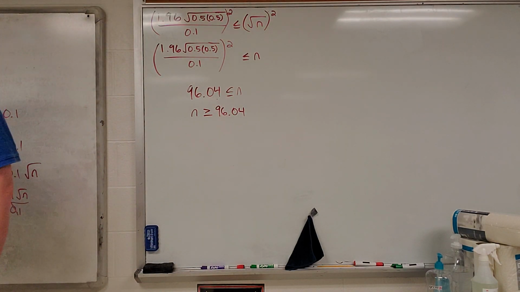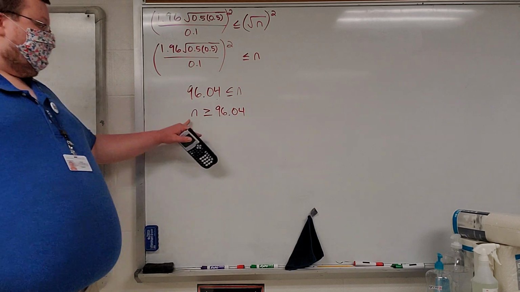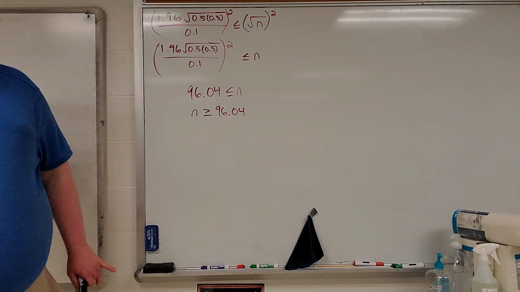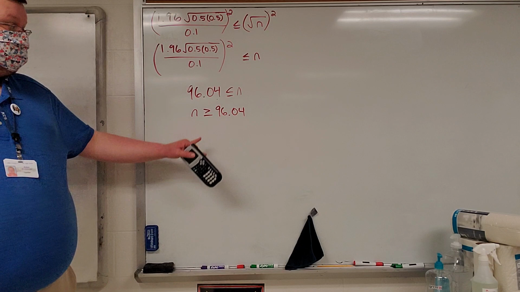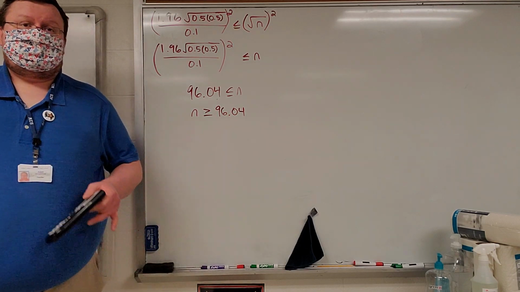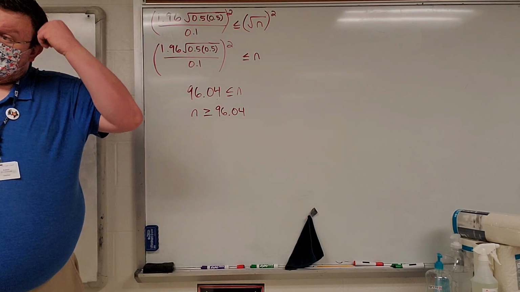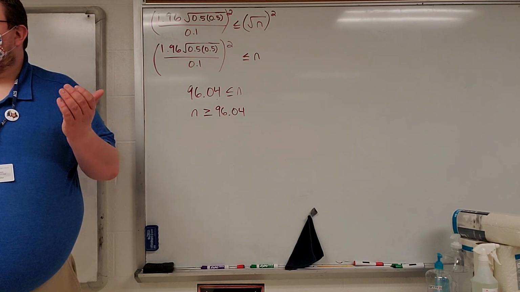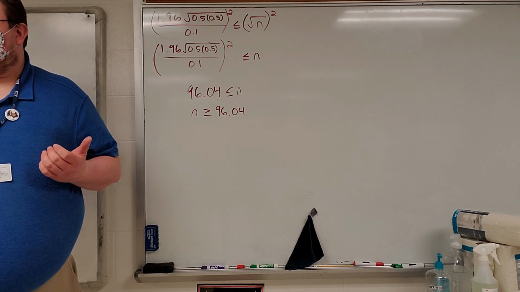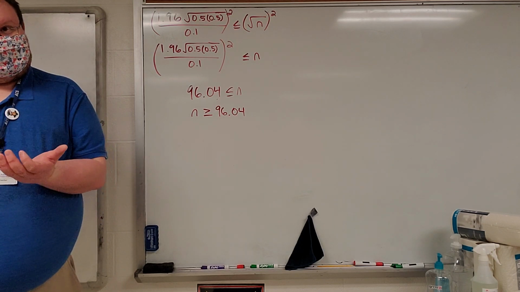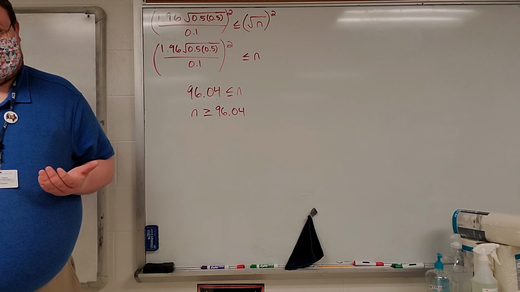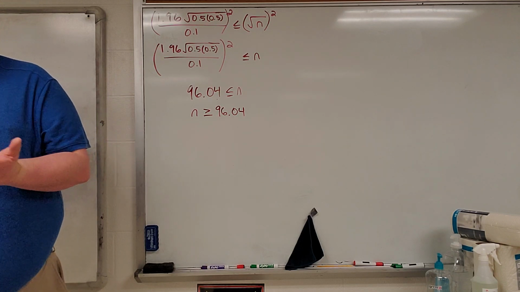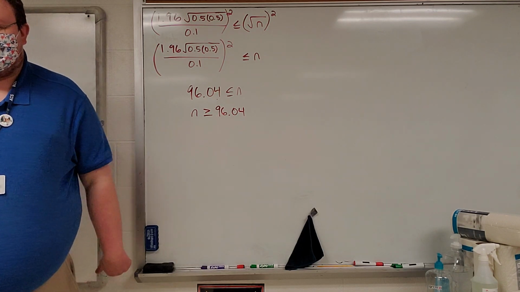So n is greater than or equal to 96.04. What sample size do we need to pick? If n needs to be greater than 96.04, we'd obviously want to do the smallest possible that's bigger than 96.04, which would be what? 97. You can't survey a .04 person.